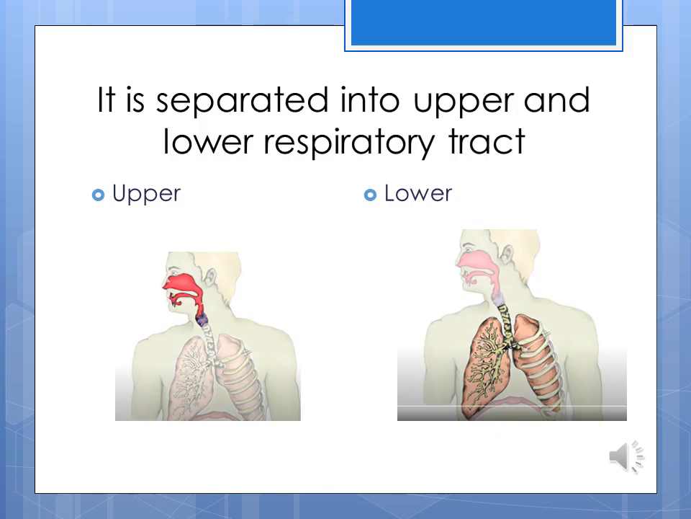Our respiratory system is separated into the upper and lower respiratory tract. The upper respiratory tract includes the nose, nasal cavity, mouth, pharynx, and larynx, and our lower respiratory tract includes the trachea, bronchi, bronchioles, and alveoli.